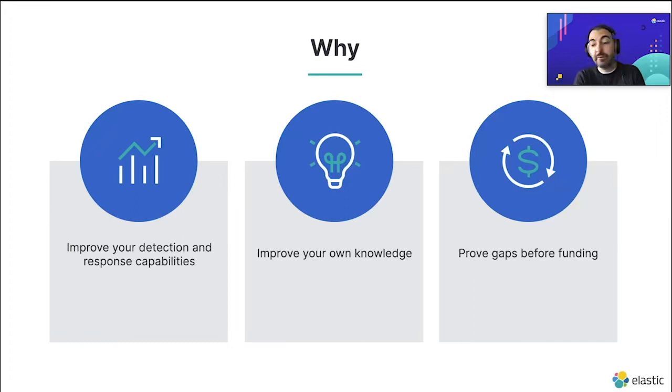And the third and final one, which is not the most glamorous out of all of them, is proving gaps before funding. I feel like this is an important part because normally when you go out and you're acquiring new technology, you have to have a business case that you need to talk through and build up. Whereas with adversary emulation, you are clearly identifying your gaps, and if you need a new protection technology to deploy, performing these activities helps prove the gap before funding.